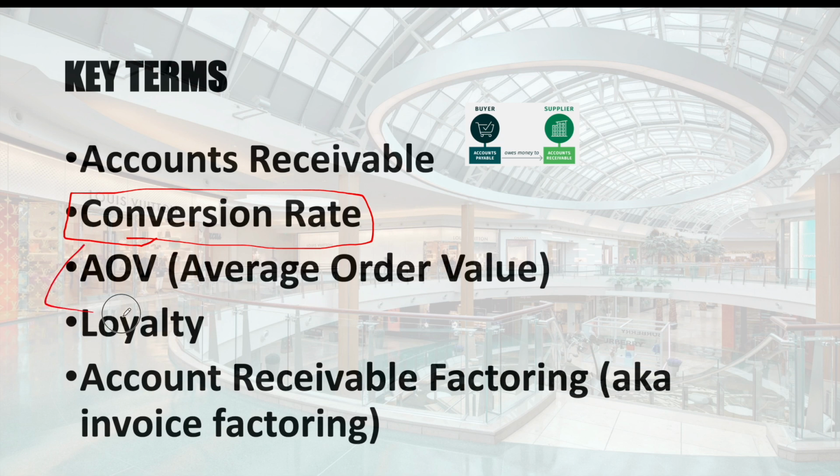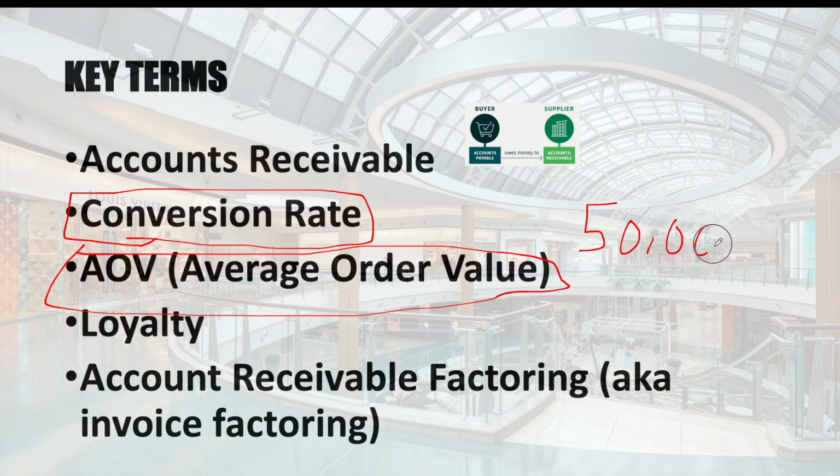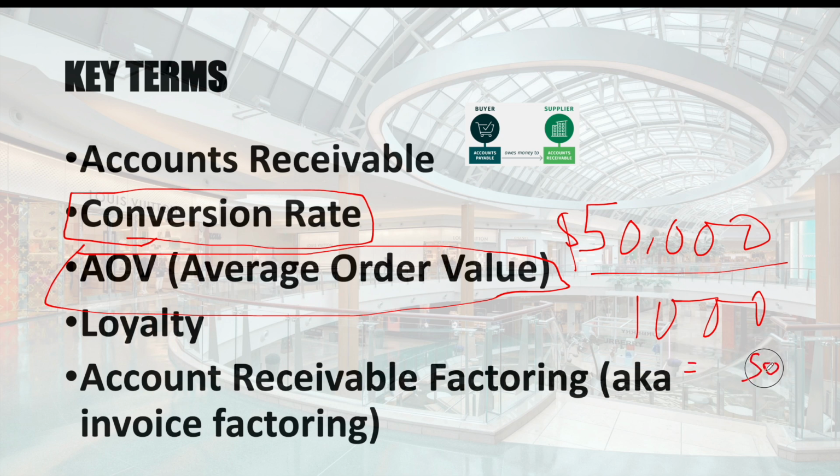The next important thing is AOV, average order value. Let me try to explain with one example. Let's say the website which I own was able to sell 50,000 USD worth of products. Now let's say that there were 1,000 orders which were sold. So if I divide this 50,000 by 1,000, it comes to 50. So 50 is the average order value, which means per customer they were purchasing around $50 worth of products. So AOV is 50.